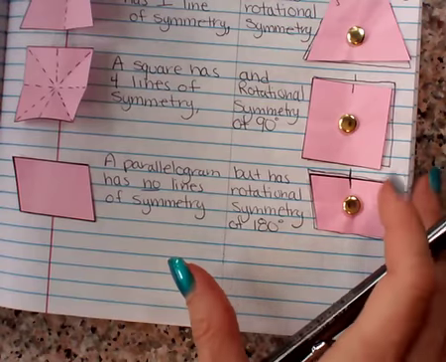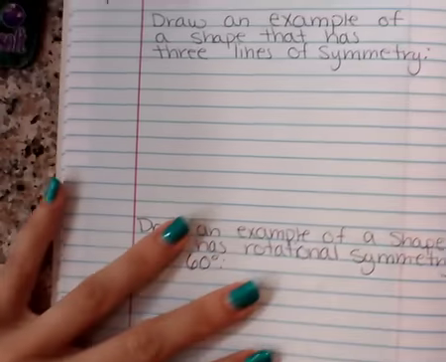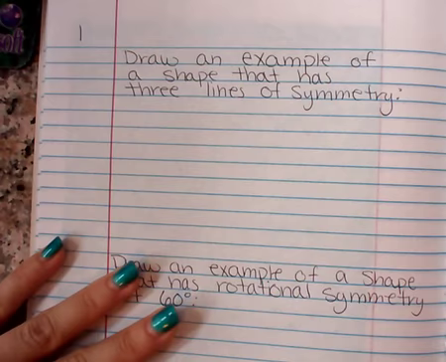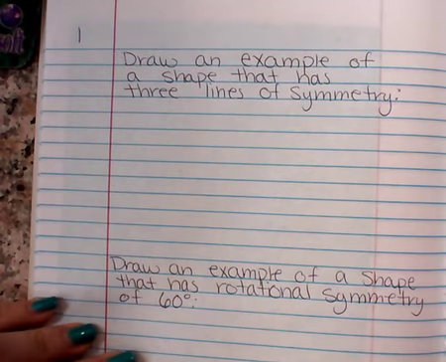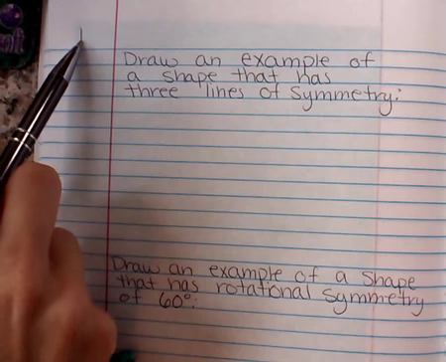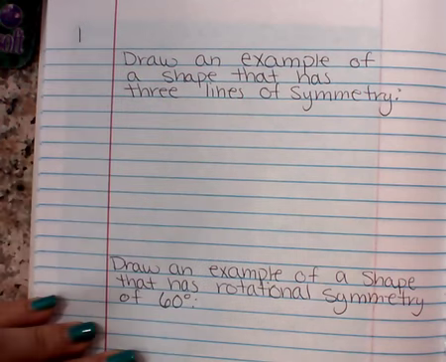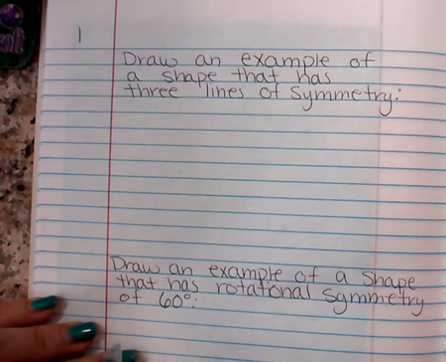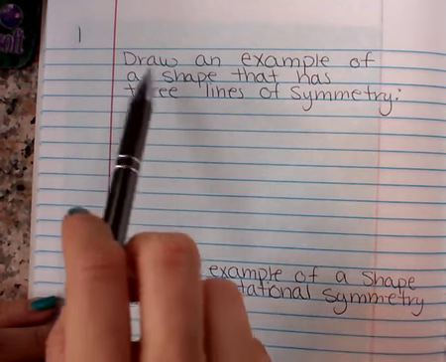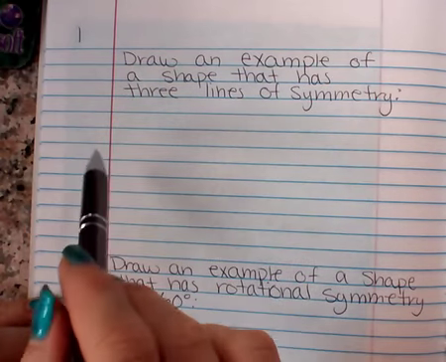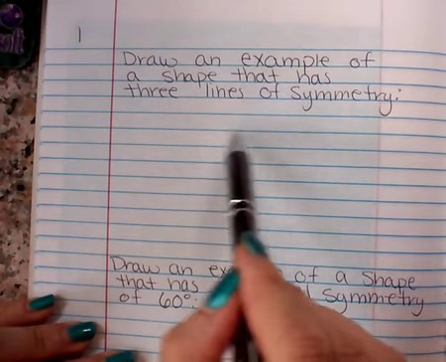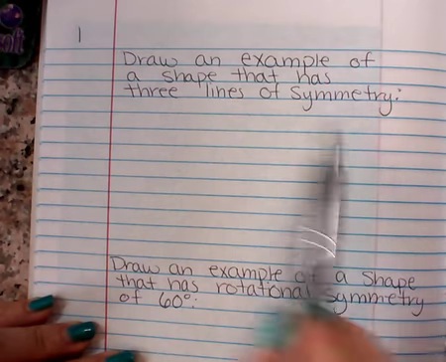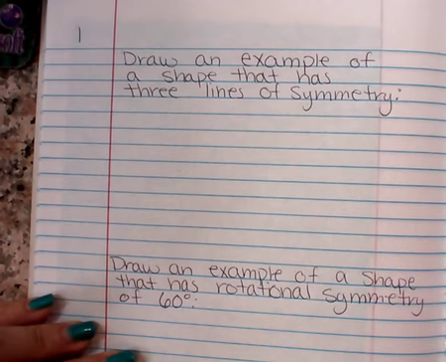All right, so on page 1, I have two short things that I want you to complete. Make sure that you have your page number listed, and then I want you to copy both of these directions. First, I would like you to draw an example of a shape that has 3 lines of symmetry. So in this space, you're going to find a shape that has 3 lines of symmetry and draw it there.